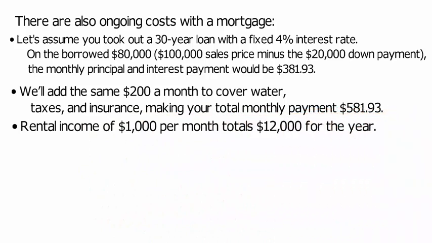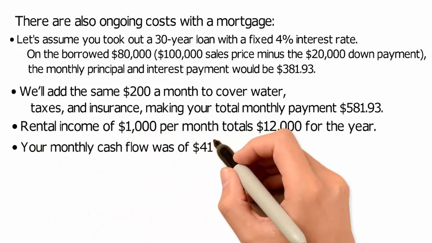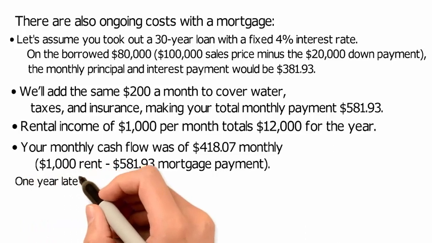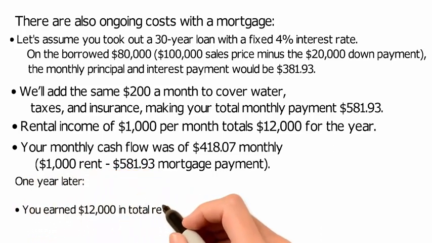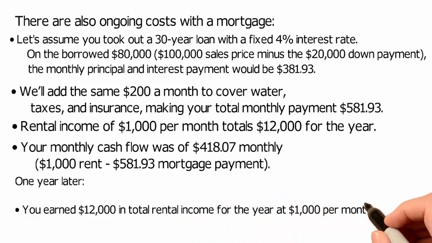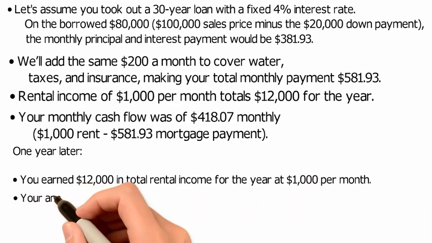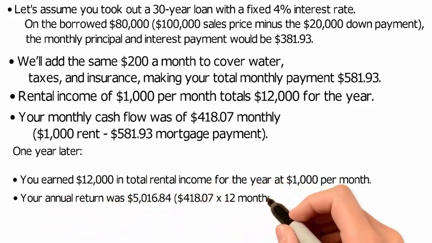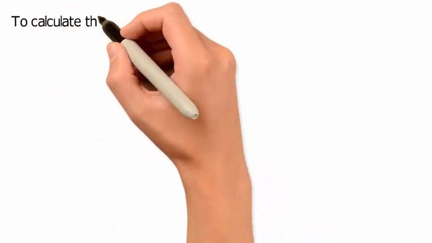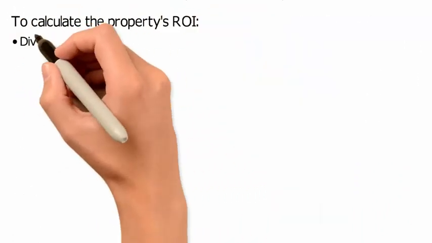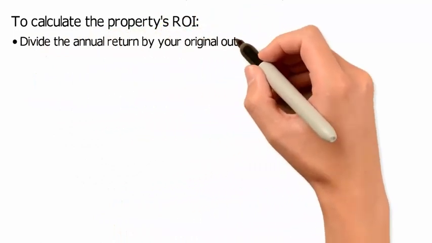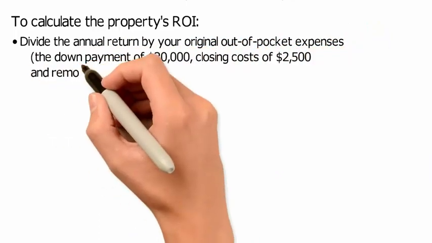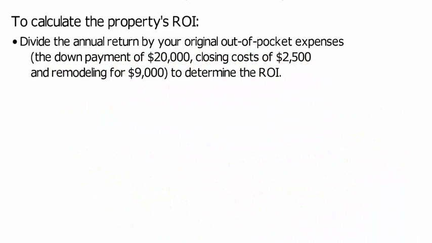Your monthly cash flow was $418.07 monthly, $1,000 rent minus $581.93 mortgage payment. One year later, you earned $12,000 in total rental income for the year at $1,000 per month. Your annual return was $5,016.84, $418.07 times 12 months. To calculate the property's ROI, divide the annual return by your original out-of-pocket expenses, the down payment of $20,000, closing cost of $2,500, and remodeling for $9,000 to determine the ROI.